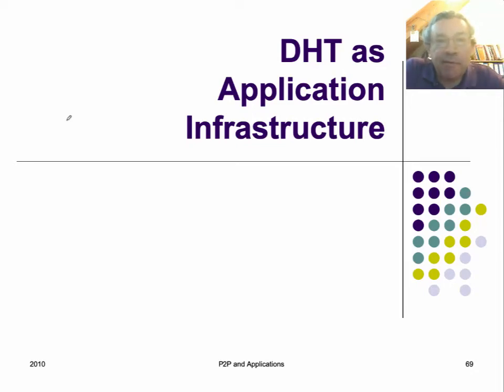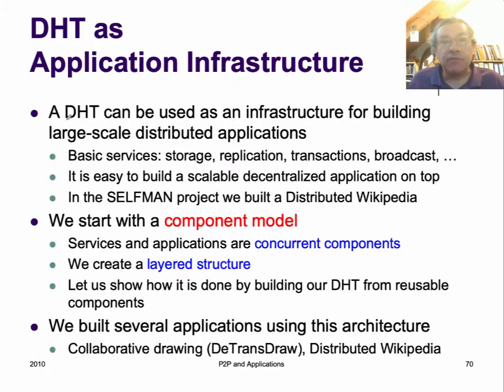As the final part of our course on DHTs, let's show that DHTs can be used as an infrastructure for building applications. So when we build large-scale distributed applications, we can use our DHT as their base platform for running it. It gives us the basic services: storage, replication, transactions, and broadcasts. We can build a scalable, decentralized application on top of it.